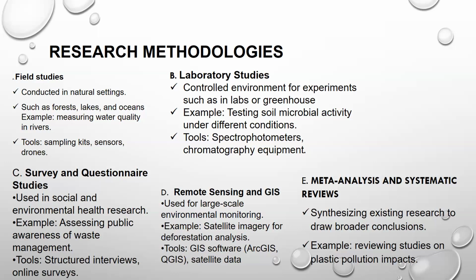For example, you can decide to test soil microbial activity under different conditions. The soil microbial activity, the soil pH, you can decide to test. And so if you are going to test soil microbial activity, for example, I know I'm going to need a spectrophotometer. I will do chromatography experiments, so I will need chromatography and some other tools that you will need depending on what kind of laboratory studies you want to do.